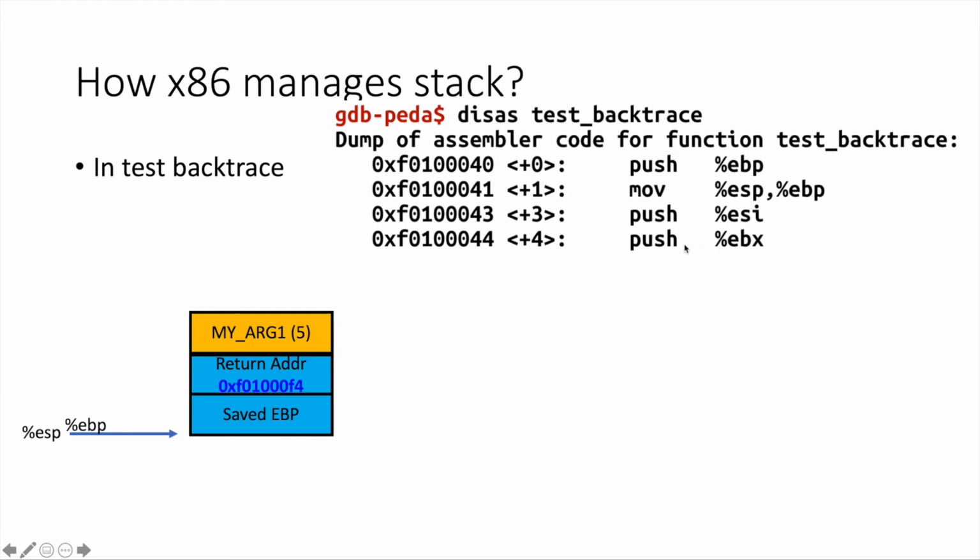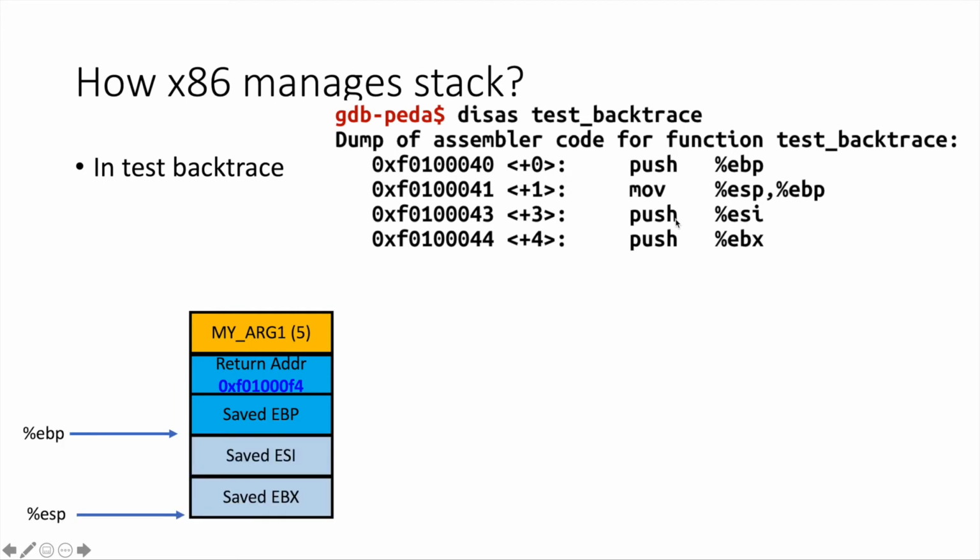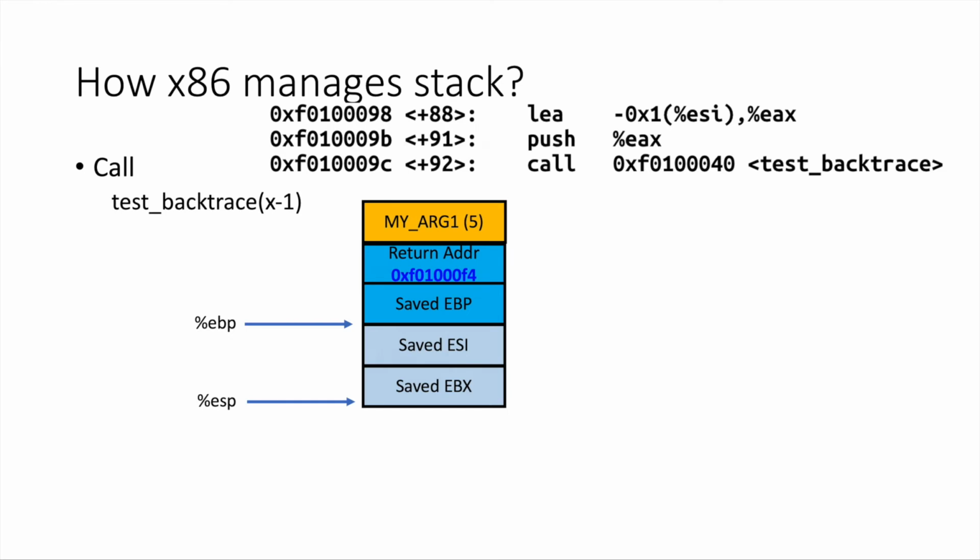And then after that, it reserves some of the space, so it pushes ESI and EBX. Doing such will decrement ESP. And then internally, test backtrace will make a recursive call by decrementing its argument value x by 1. If you follow the instructions up to that point, there is a LEA instruction to decrement the argument value by 1 and store that to EAX, and then it will push EAX. So in this case, the value 5 will be decremented by 1, and the EAX value will be 4, and on the stack, it will store the argument 4. And then it will call test backtrace.